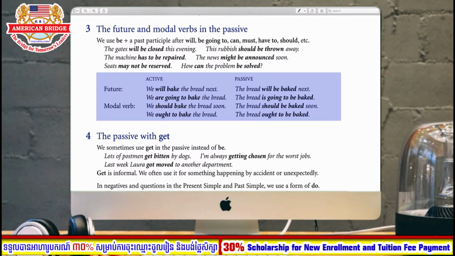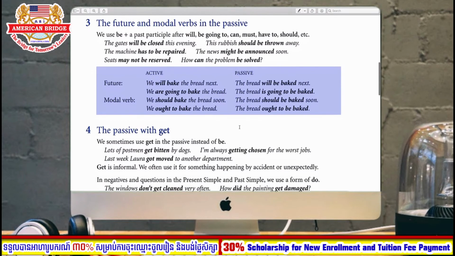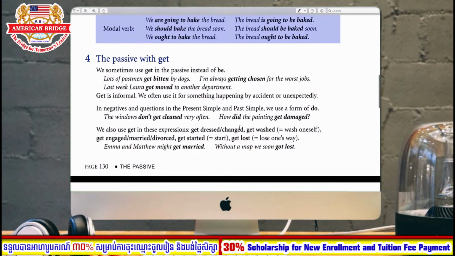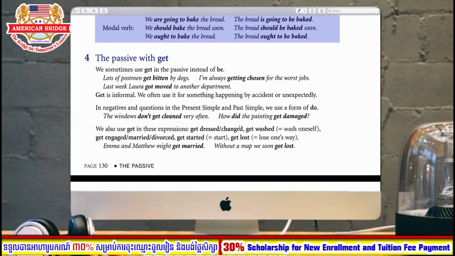If you notice here, we are going to bake the bread. The bread is going to be baked. See, every passive sentence needs a be verb. Okay. So besides using the be verb to form the passive sentence, you can also use the word get to form the passive sentence.